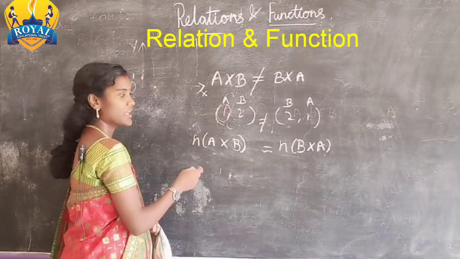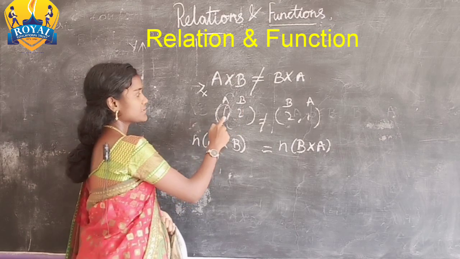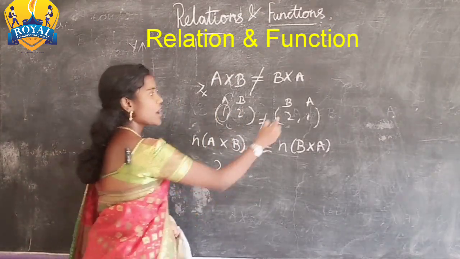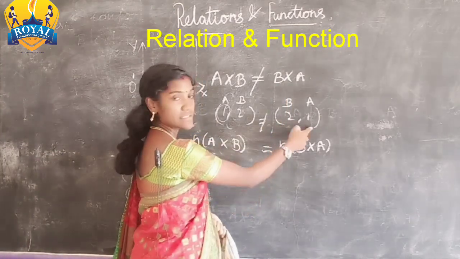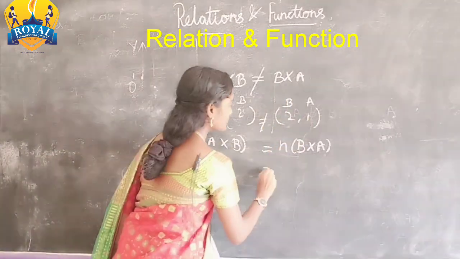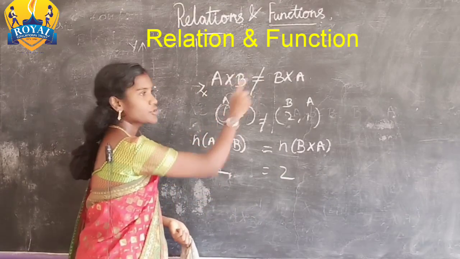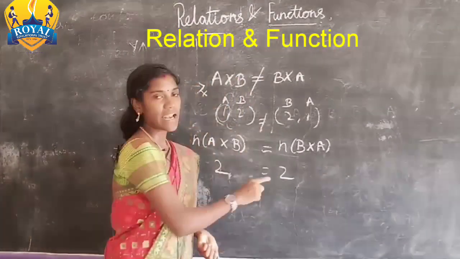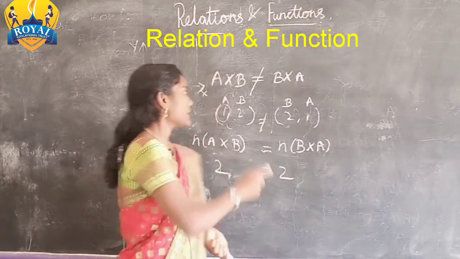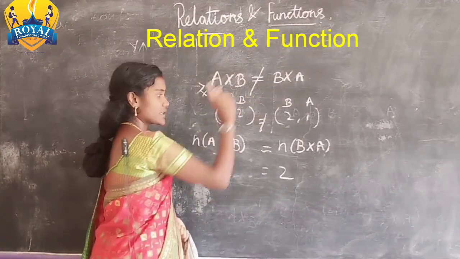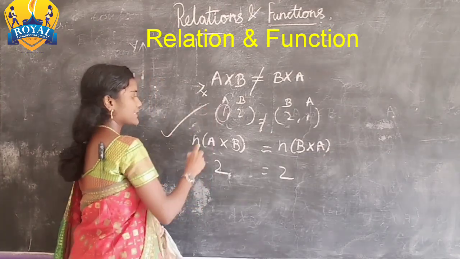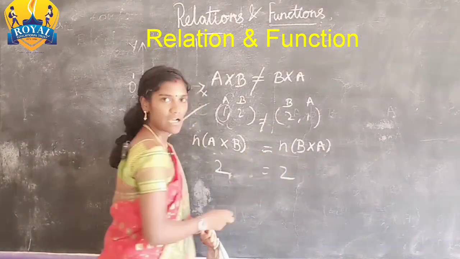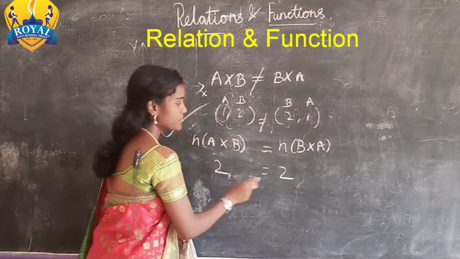What is the number of elements? N of A cross B, how many elements are there? 2. 1, 2. N of B cross A, how many elements are there? 1, 2. So, the sets are not equal, but the number of elements is equal. N of A cross B is not equal to B cross A, but n of A cross B is equal to n of B cross A. Both the groups' numbers are same.